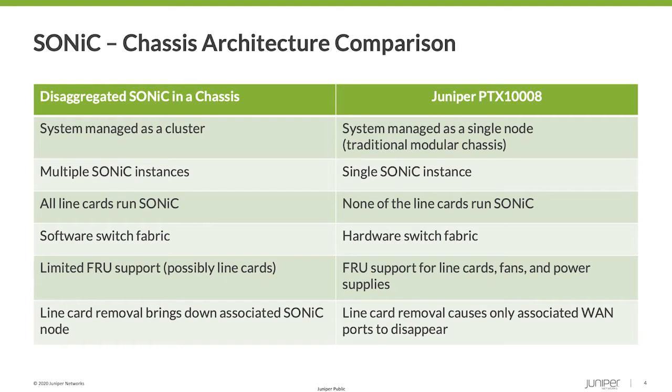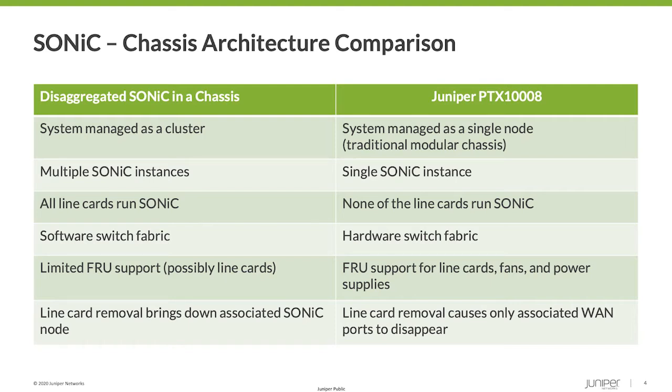Today, there are two options for SONiC on a modular chassis. The first is disaggregated SONiC in a chassis. In this case, the entire system is managed as a SONiC cluster. Each line card runs a SONiC instance, so there are multiple SONiC instances. There is a software switch fabric that passes Ethernet frames between line cards. There's limited hot swap support, typically line cards. Bringing down a line card means bringing down an entire SONiC node. You are bringing down one node in the cluster.